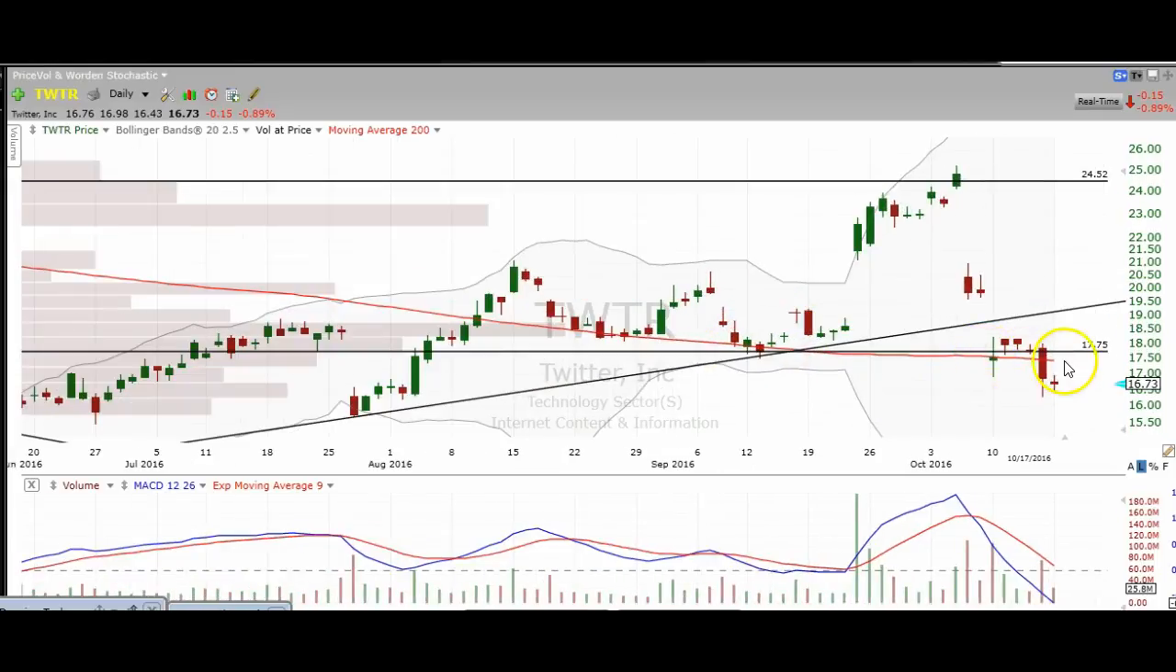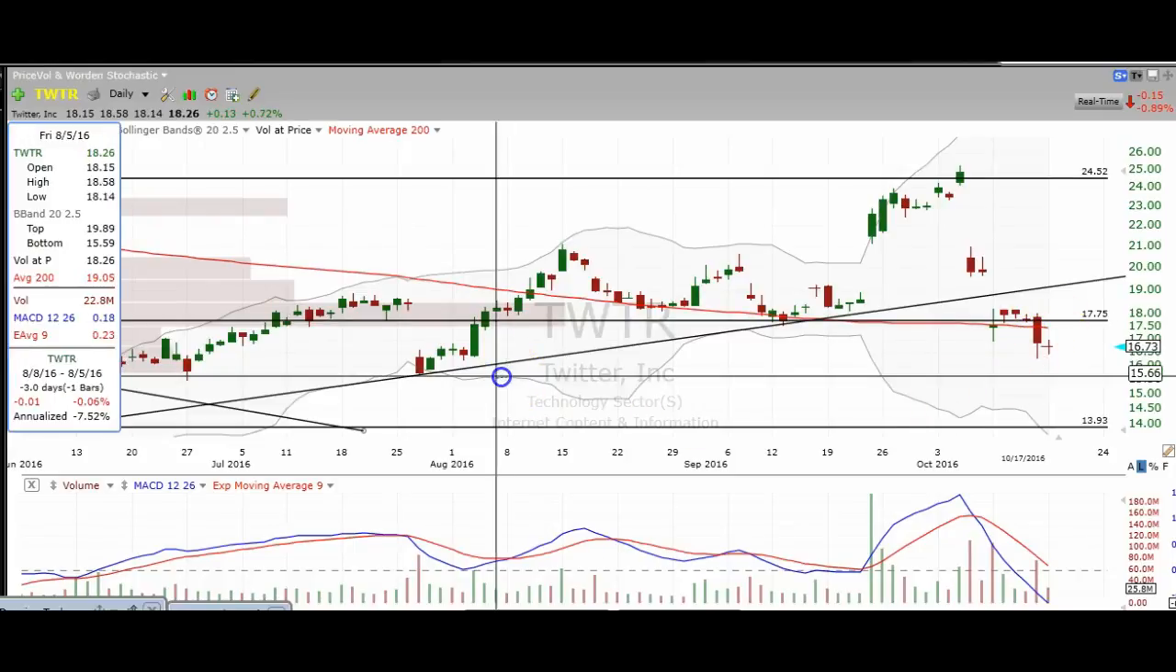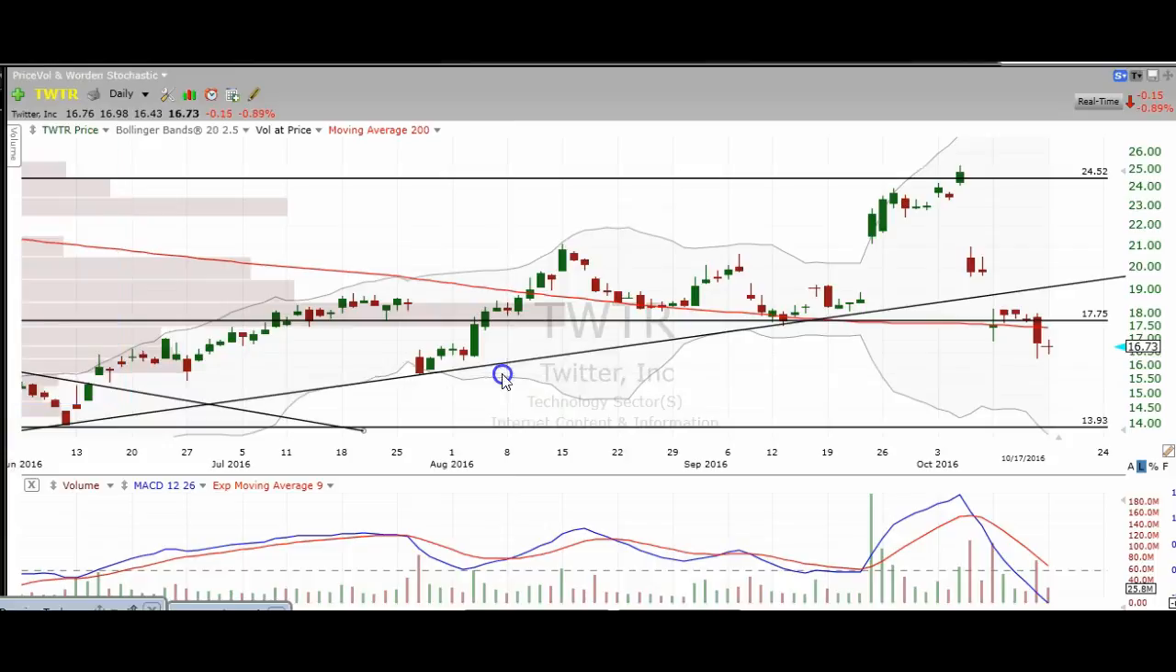So now we have resistance at about 17.75 or so. That level should get rejected in the short term. Looks like Twitter is going to be heading lower to at least test these lows right around here near 15.75, based off of these lows right here.